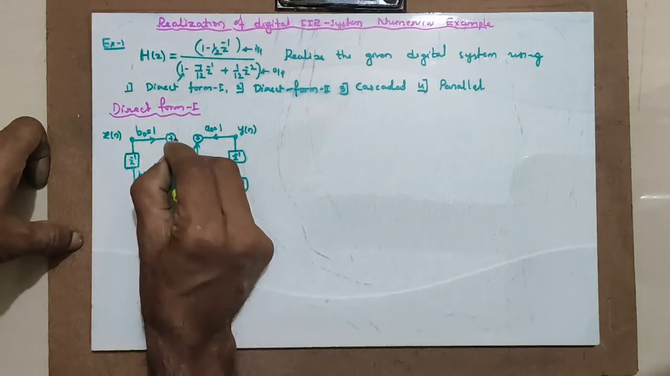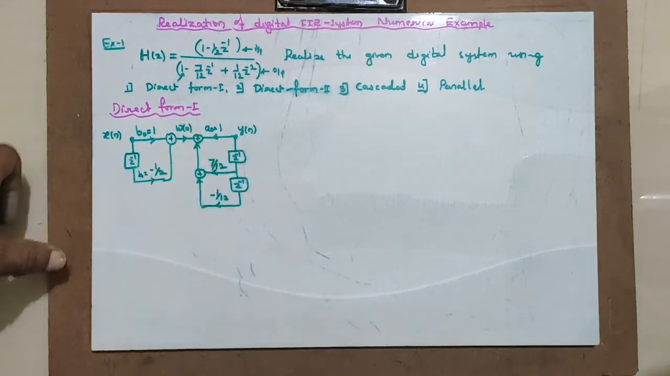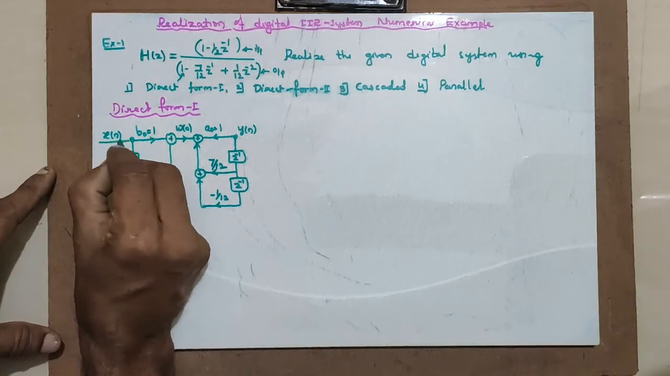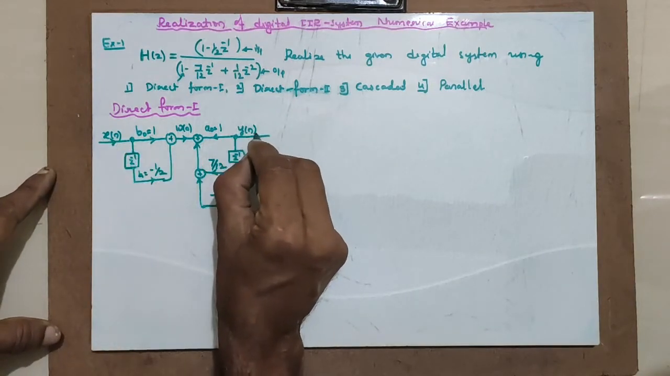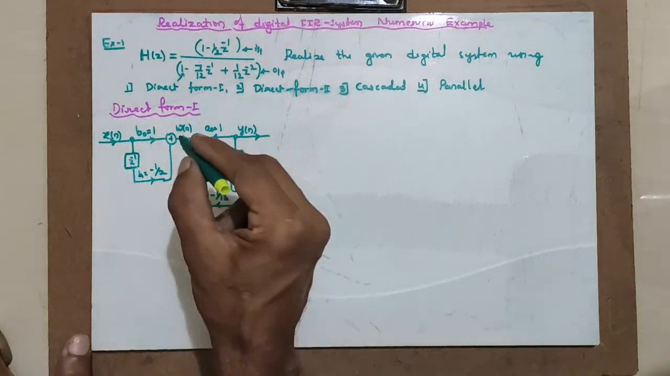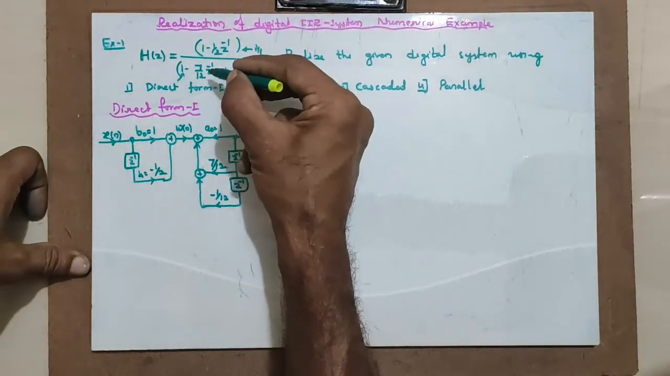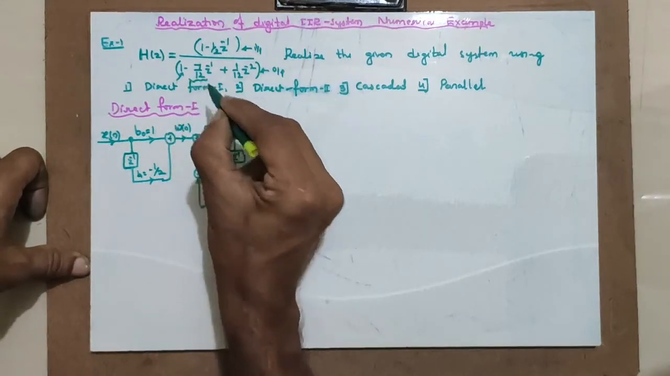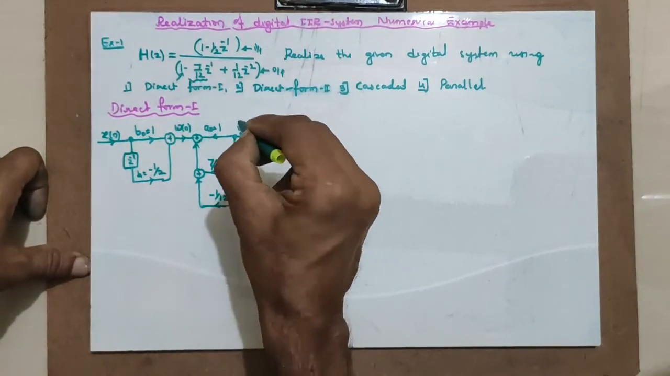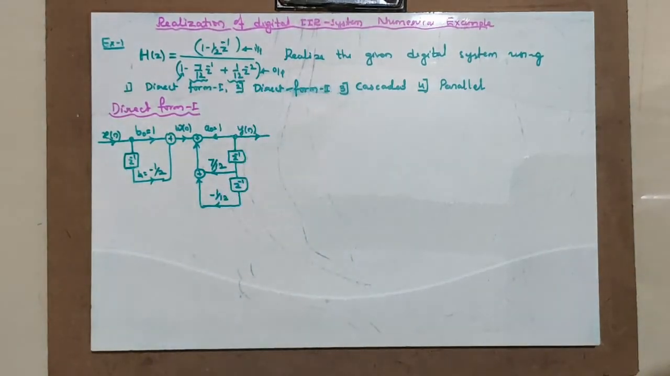Join these two. This becomes the center point, which is taken as Wn. Now, this is the input x of n. This is the output y of n. I hope you understood how exactly to implement direct form 1 structure. Please note that this minus 7 by 12 becomes 7 by 12 in the structure, and 1 by 12 becomes minus 1 by 12.